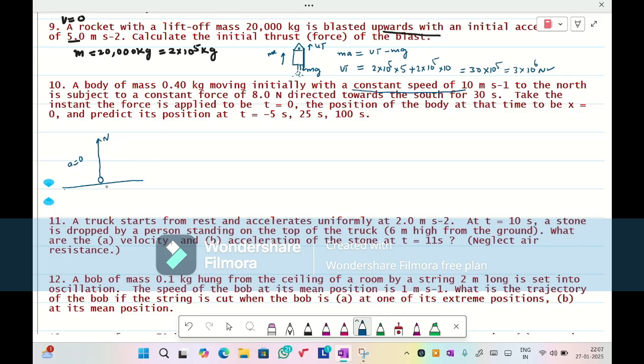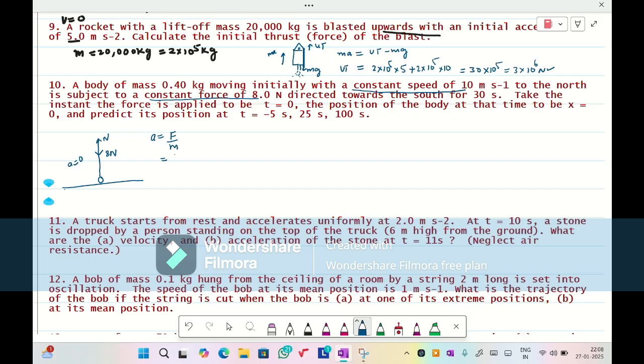Here gravity need not be considered. It is subjected to a constant force of 8 newtons directed toward the south. Therefore we are applying a force of 8 newtons towards south, and this force is constant, towards south for 30 seconds. Constant force means the acceleration is also constant. Acceleration is equal to F by m.